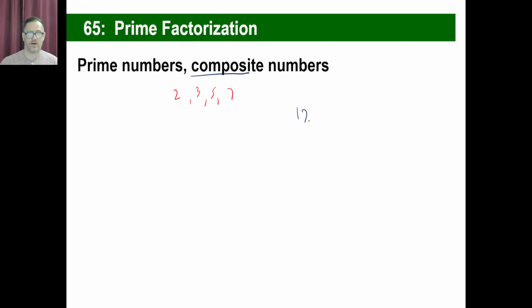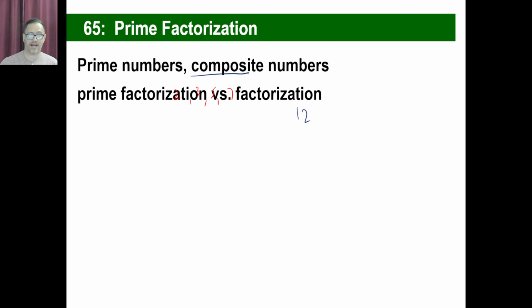So if you have like 12, well, that's composed of 4 times 3 or 2 times 6 or something like that. Okay, so we can take numbers and factor them into prime factors, or just non-prime factors.